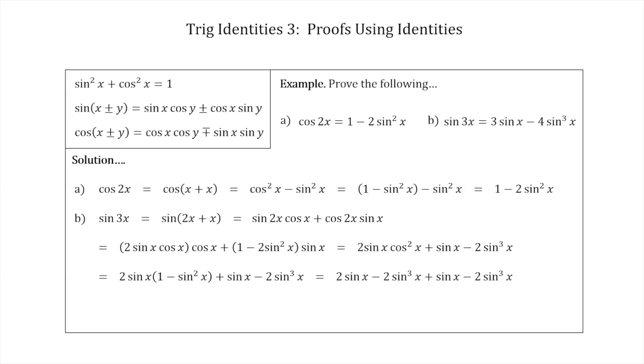So now I'm just going to gather up like terms. So take the terms that have the same powers of sine in them. So I've got 2 sine x plus sine x, that's just 3 lots of sine x. And I've got minus 2 sine cubed x minus another 2 sine cubed x, that's minus 4 sine cubed x. So I've got 3 sine x minus 4 sine cubed x, which is exactly what I wanted. So it's quite a lot of writing, but just using these identities I have in the top left-hand box, I'm able to show this equality.